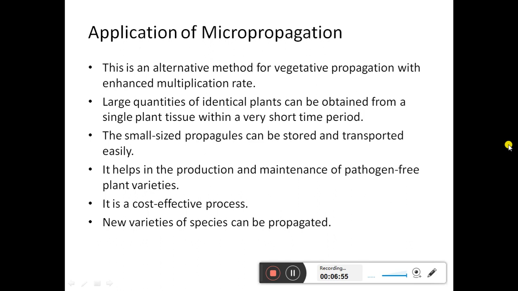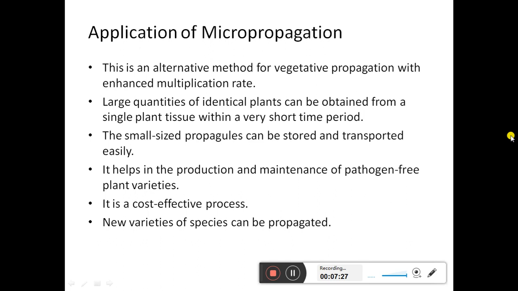Next are the applications of micropropagation. This is an alternative method for vegetative propagation with an enhanced multiplication rate. Large quantities of identical plants can be obtained from a single plant tissue within a very short time period. The small-sized propagules can be stored and transported easily. It helps in the production and maintenance of pathogen-free plant varieties. It is a cost-effective process.